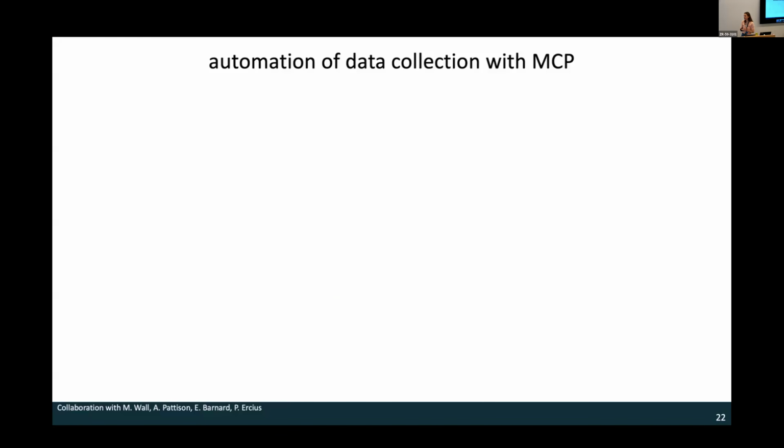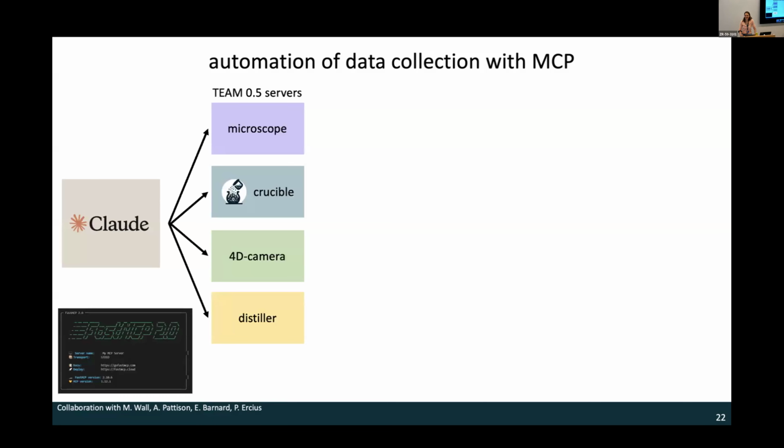The last thing I wanted to talk about in terms of data pipelines is automation of the data collection. Like many people, we are fascinated with LLMs, and we've been testing this out and seeing how this might work in the electron microscope. So with our TEMO5 microscope, we've set up through MCP the ability for Claude to interact with it. We have 4 MCP servers: a microscope server, a Crucible, which is a Molecular Foundry way for storing data and metadata, one that operates the 4D camera, and one that is Distiller, which is a platform developed here at NERSC for allowing users to transfer and process data directly.